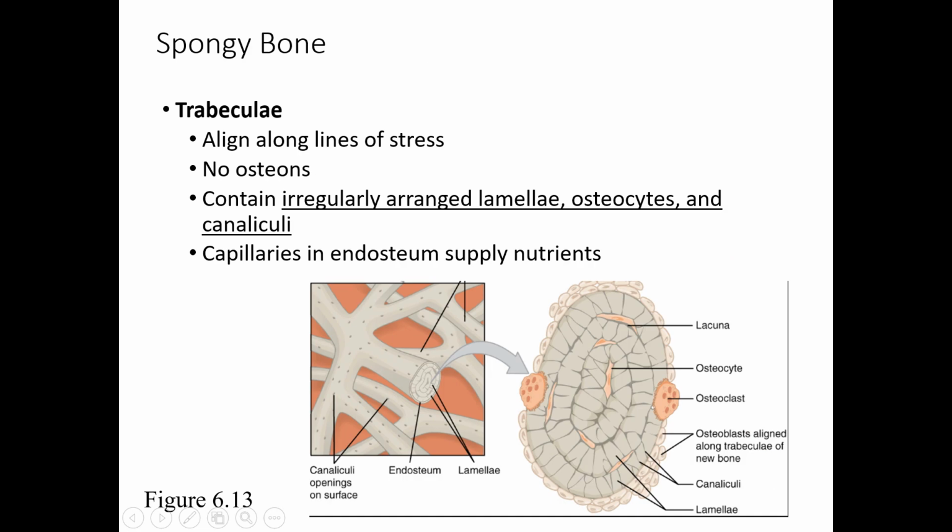Spongy bone has a slightly different structure. If you look at the spongy bone, there will also be several layers of lamella. There also will be osteocytes trapped in lacuna. There also will be canaliculi connecting them, but in the center there will be no central canal, and there will be no such structures like osteons. Instead, there are trabecula, irregularly arranged lamella, osteocytes, and canaliculi.